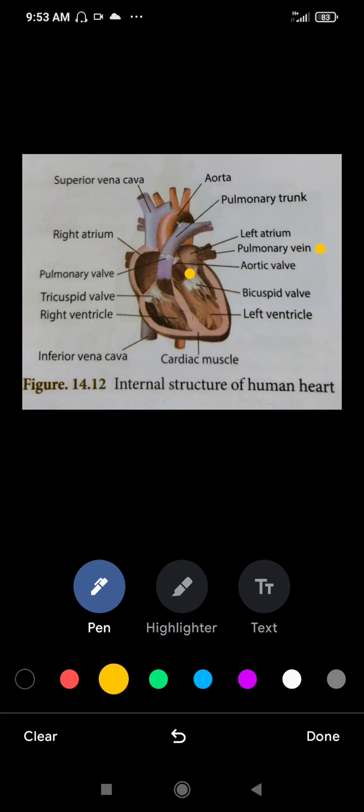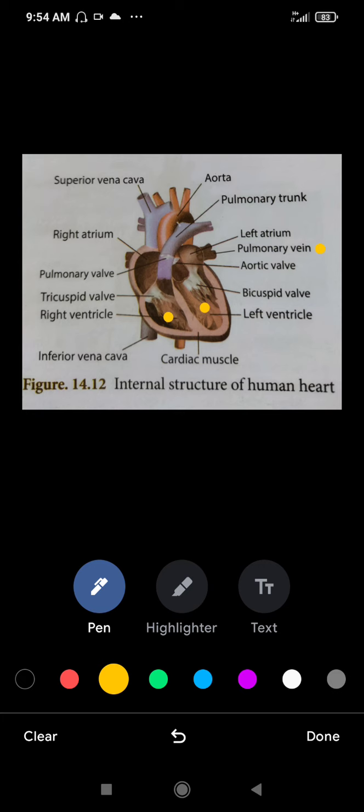The ventricles, the lower part, receive the blood through the valves. The lower part, the ventricle, is thick-walled. Why is it thick-walled? Because the ventricles have to pump the blood with force away from the heart. So the walls of the ventricles are thick.